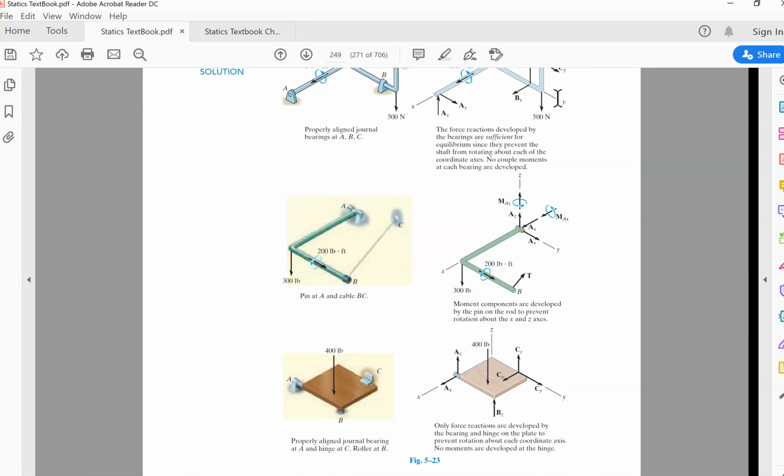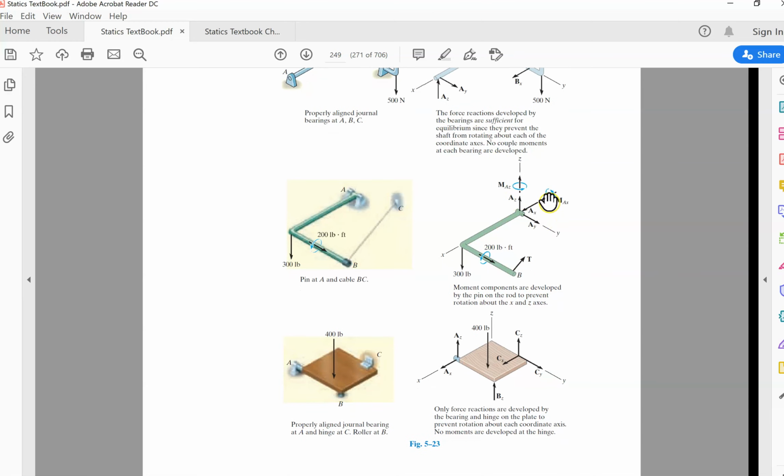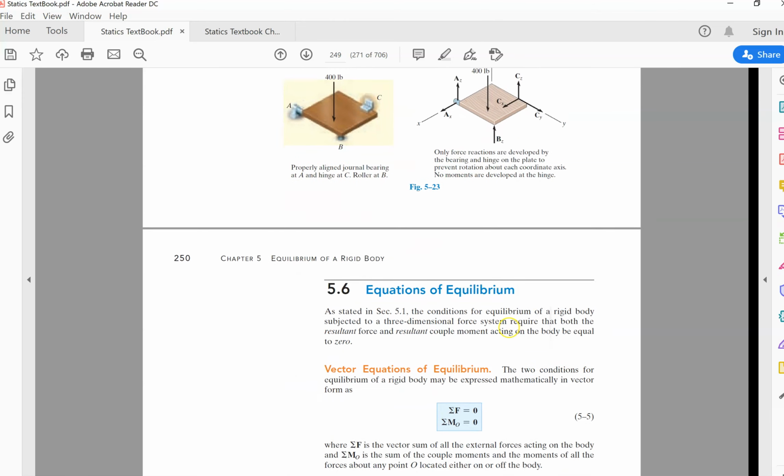Once again, remember the free body diagram isolates one body. In this example, you have the cable BC and a rod. When you draw a free body diagram, you only do one thing at a time. You concentrate on the rod, or you concentrate on the cable. In this case, it is on the rod. At the edge here, you have Ax, Ay, and Az, and a moment, and then you have a cable tension T here.